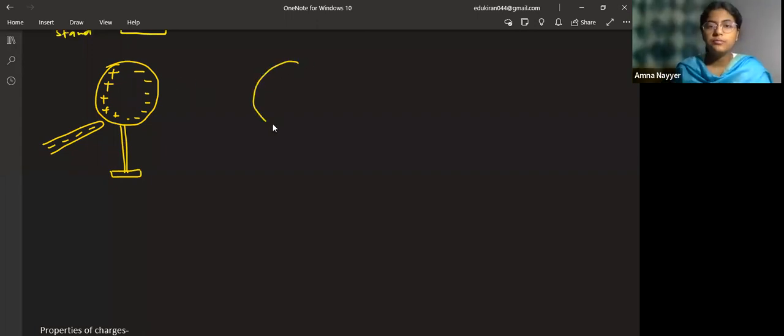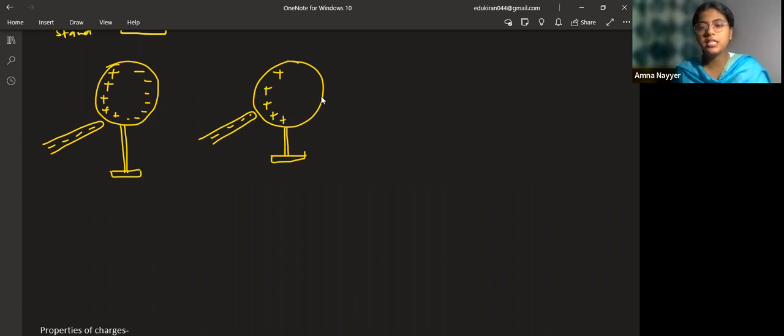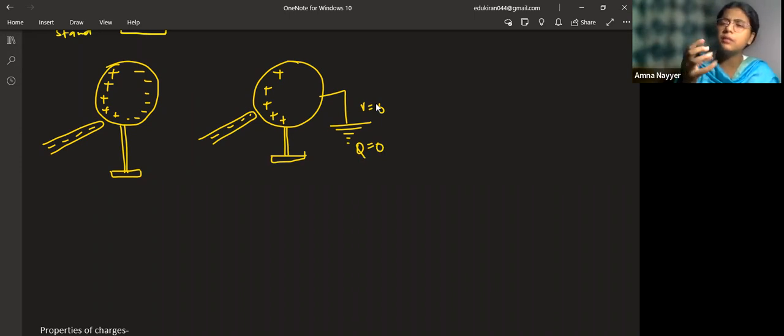Now what we'll do: this is the sphere, this is the rod that has negative charges. These are positive charges. I'll earth it. Now, once earthing is done, the potential is zero. Here, you can remember the term charge has become zero. That will be a little easier for you to understand till now. So all the negative charges will move, they'll get neutralized, right? So negative charges have gone.